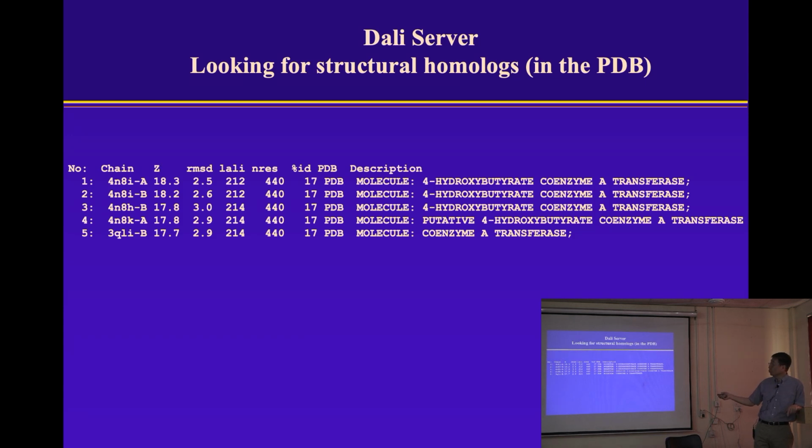So 2.5 angstrom in C alphas only. Okay, so that's actually pretty similar structures. Then it also gives you the sequence identity between your structure and this homolog in the PDB. Only about 17%. Very low sequence conservation, but fairly good structural conservation. That's why 3D homolog searches are actually more powerful for finding homologs. So that's why we use this quite a bit.